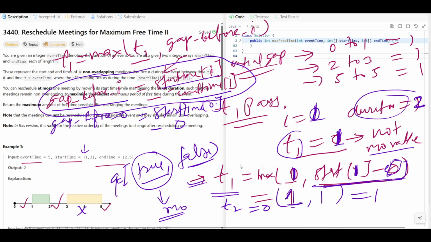And we'll make from left to right a gap before, and from right to left a gap after, and so it will make the solution O(n) time, because it will be super efficient. Okay, so let's see the code.